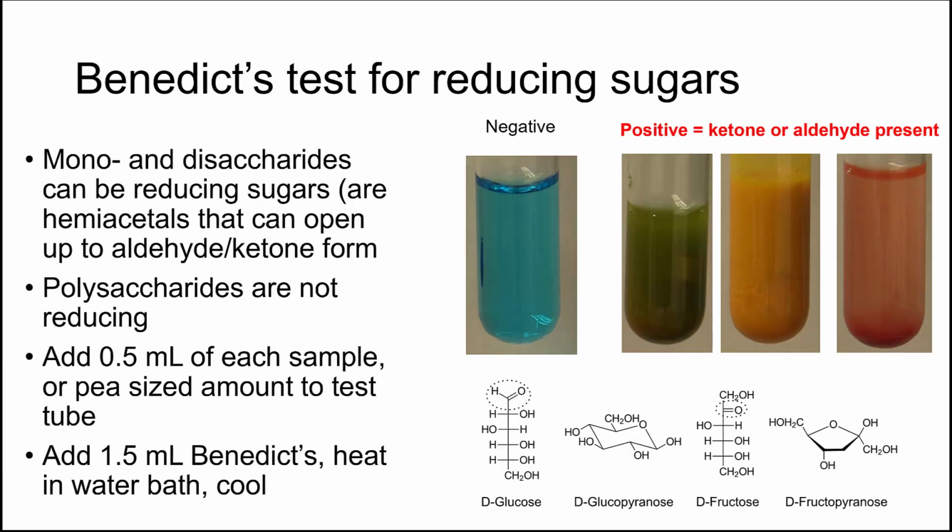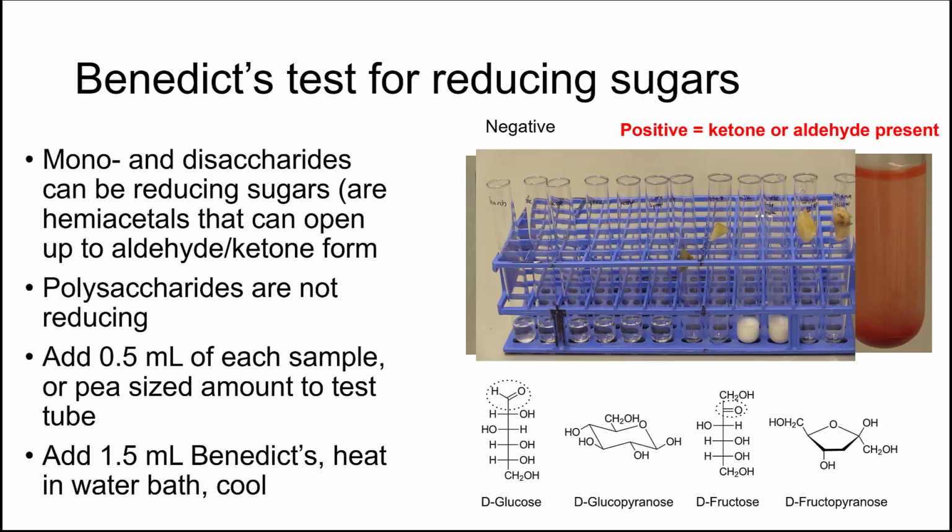A reducing sugar includes all monosaccharides and most disaccharides that have the hemiacetal form. Polysaccharides are non-reducing sugars. Monosaccharides can fluctuate between a ring open and a ring closed form. The ketone group and the aldehyde group in the ring open forms can be reduced using Benedict's test.